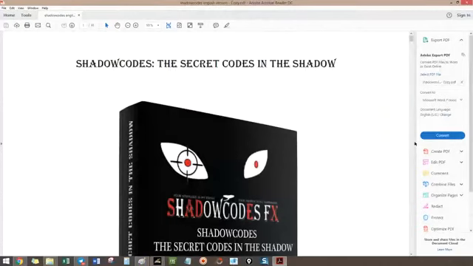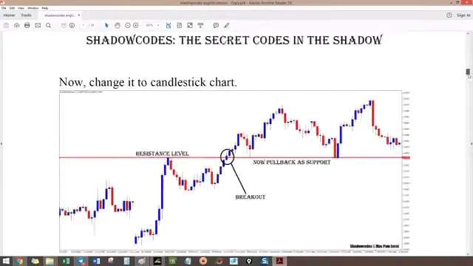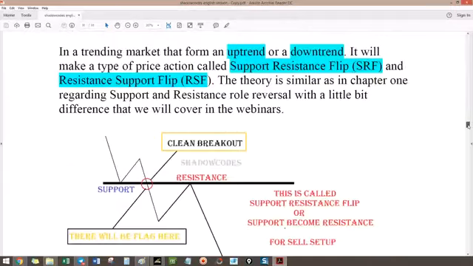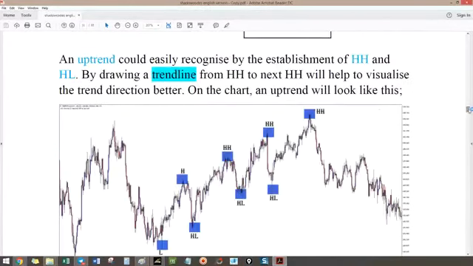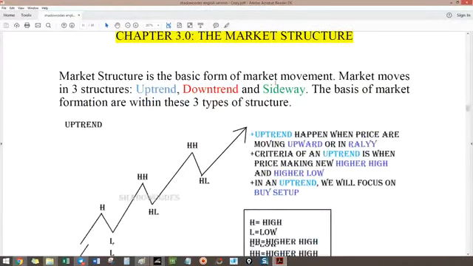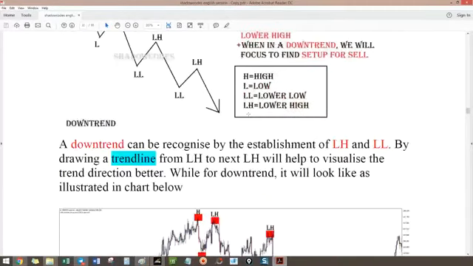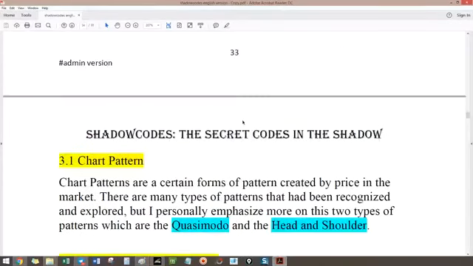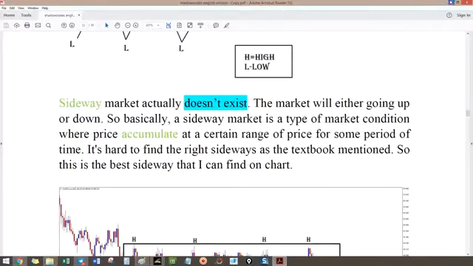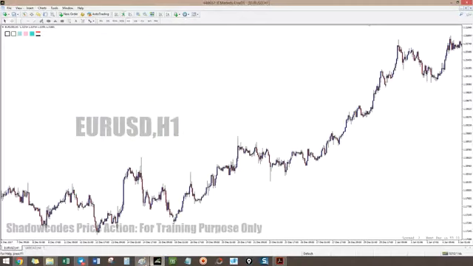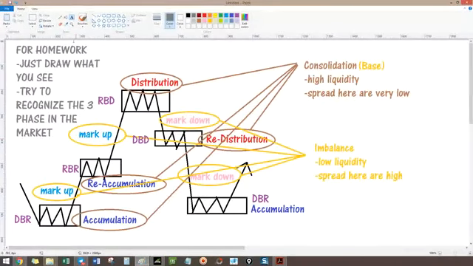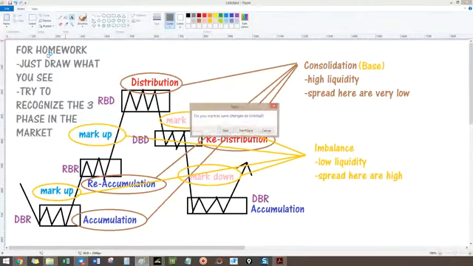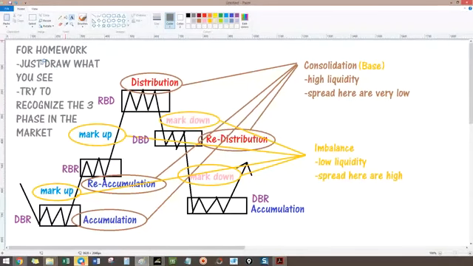Today's topic is regarding market phases. Yeah, we're still in the first and the second page. Okay, so might be the next webinar will be going through chart pattern. All right. Okay, so let me write this. Market phases. Clear this thing up. Save.